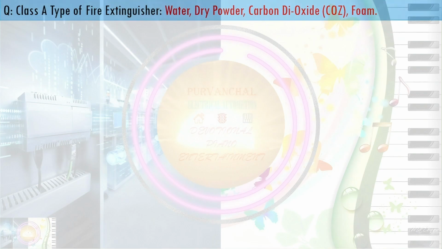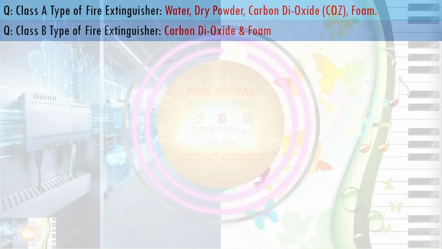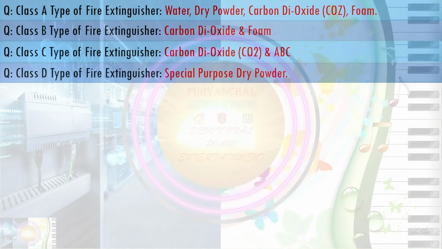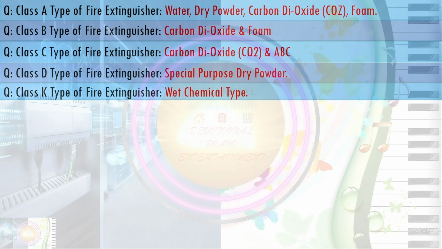Again, we'll discuss the extinguisher types. There are 5 types of extinguisher. Class A is water, dry powder, carbon dioxide. Class B, carbon dioxide and foam. Class C, carbon dioxide, CO2 and AVC. That is the type of extinguisher. Class D, special purpose dry powder. Then Class K is for wet chemical type. Class D is especially for metal actually.